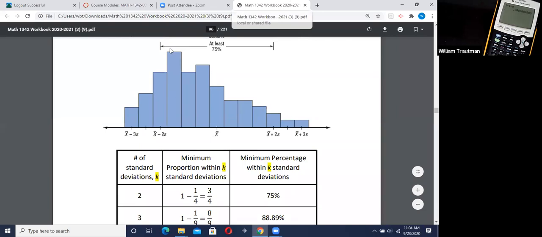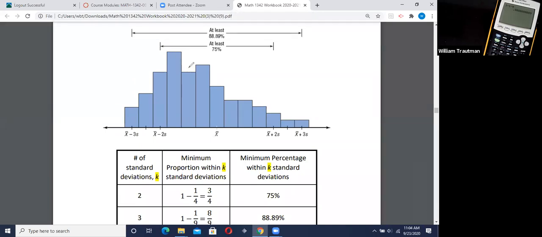1 standard deviation is not allowed. Well, you can't use 1. You can do more than 1. You just can't do 1. So do you see right here is 2 standard deviations. They're saying 75% of the data falls between these 2 spots.